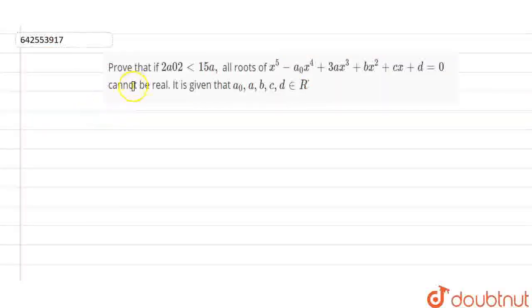Okay, so the given question here is to prove that if 2a0² is less than 15a, then all roots of this equation cannot be real. So basically we have to prove that the roots are not real, given that a0, a, b, c, d all belong to real values.